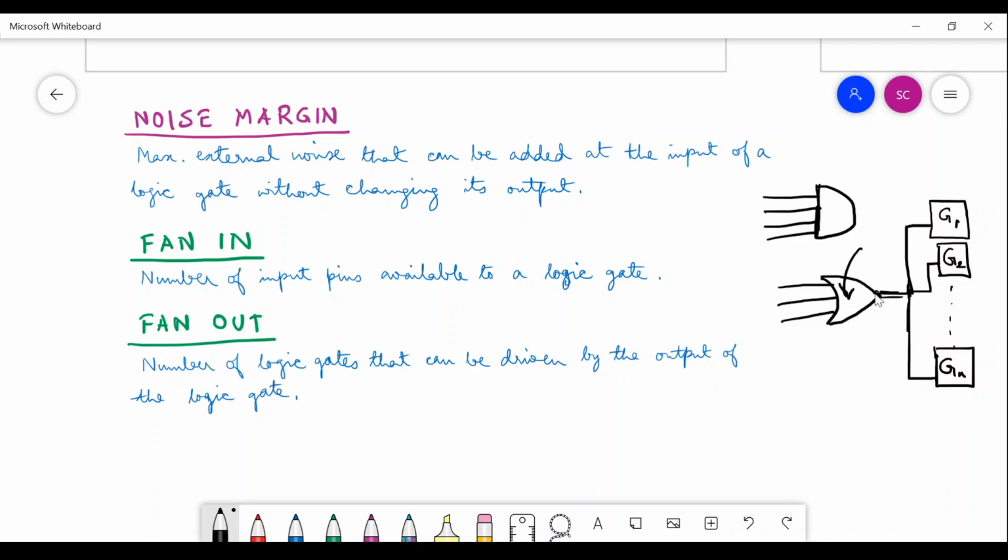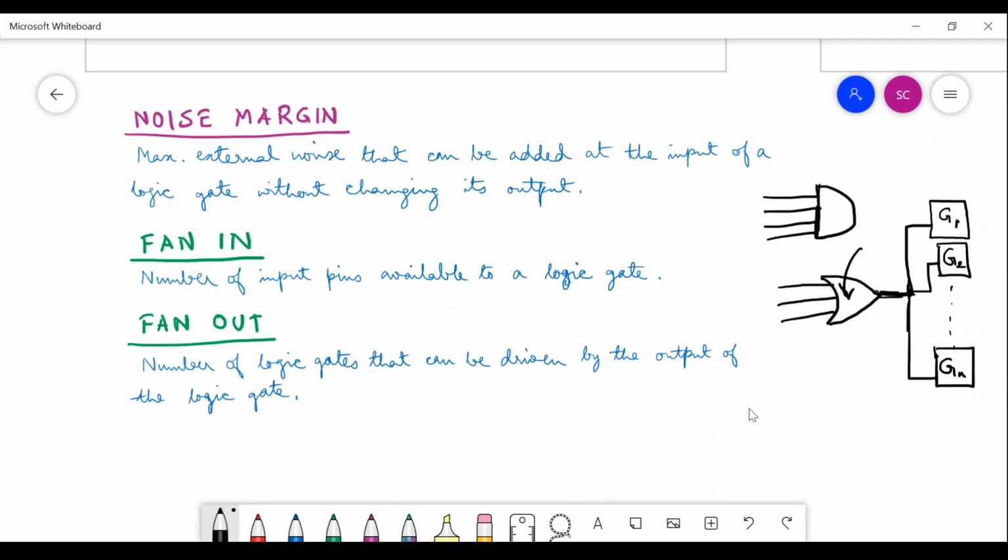So it depends on the current strength that this gate can deliver at the output. The maximum current that can be delivered by this particular gate determines the fan out basically. So this was all that I needed to highlight, and with this we come to an end of our understanding of logic gates and the electronic circuits which build these logic gates.